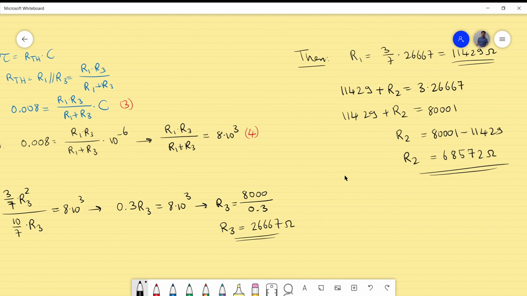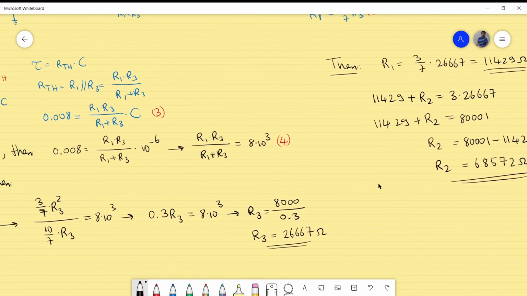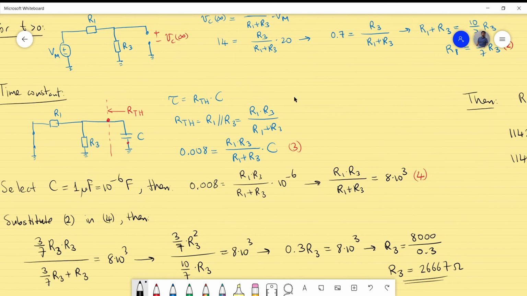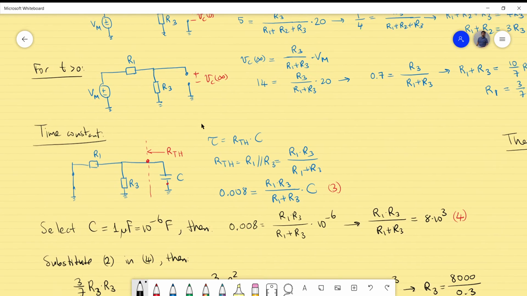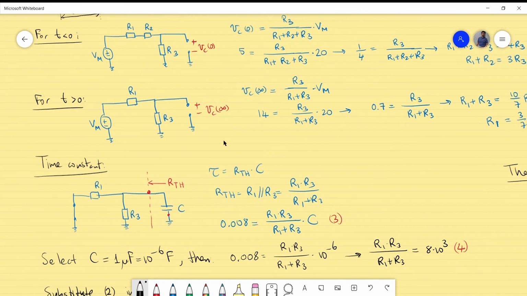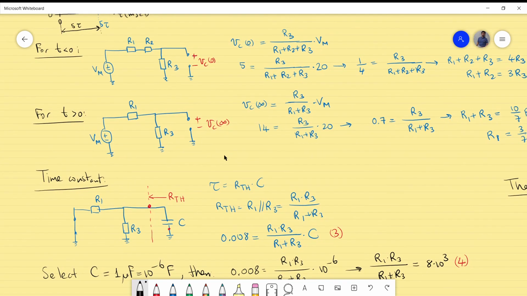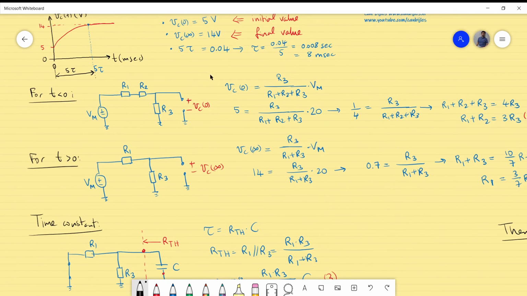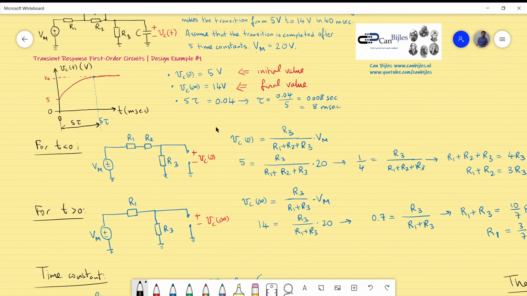This is the design, a step-by-step procedure, but you have to be very careful and also do this while redrawing the circuit. That will help you see the situation more clearly and more easily. Alright, that is for design example number 1. We will continue with other examples, other designs and other topics.